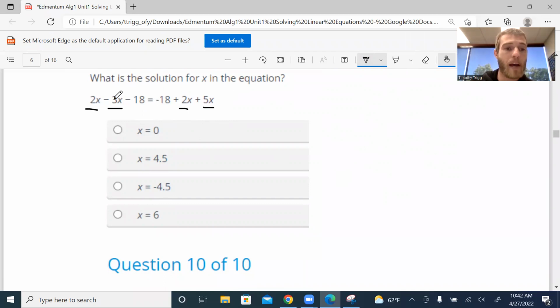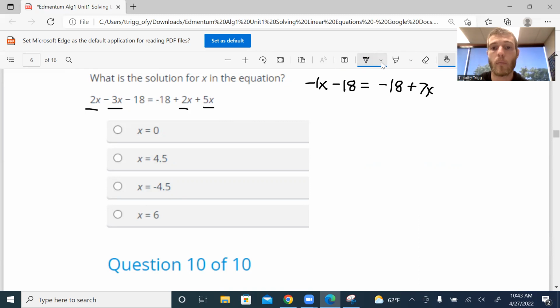So 2x minus 3x, that gives us negative 1x on the left. There's still this minus 18. I'll go ahead and add that. On the right side of the equation, we have the negative 18. And we're going to combine the 2x plus 5x, giving us 7x.